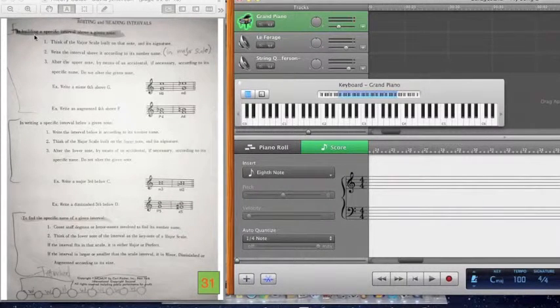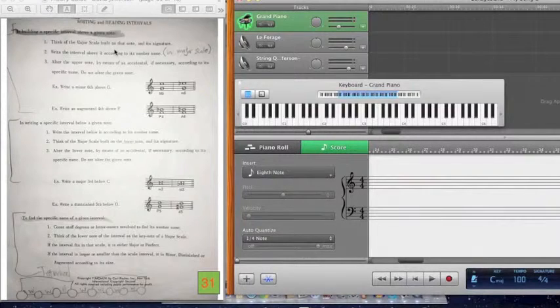Now, in building a specific interval above a given note, to start off, we think of the major scale built on that note and its key signature, which we'll get into more. Write the interval above it according to its number name, and then alter the upper note by means of an accidental, if necessary, according to its specific name. Do not alter the given note, ergo the number.